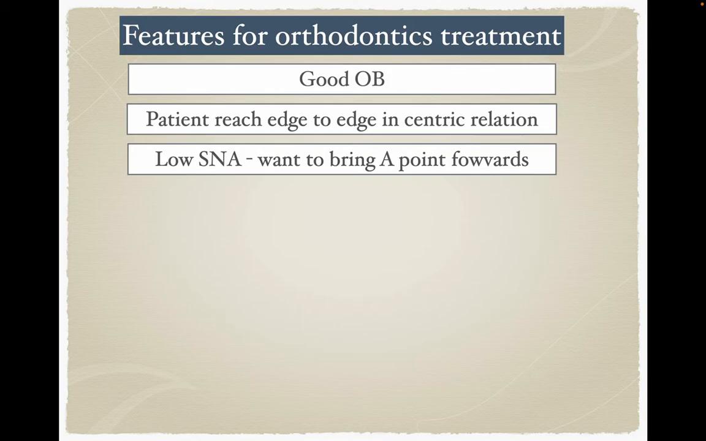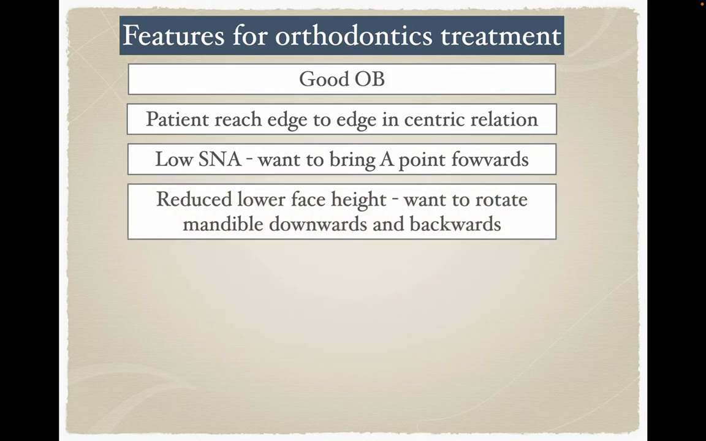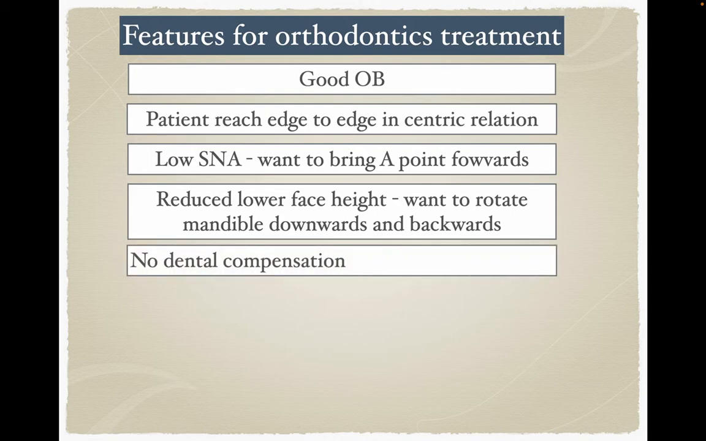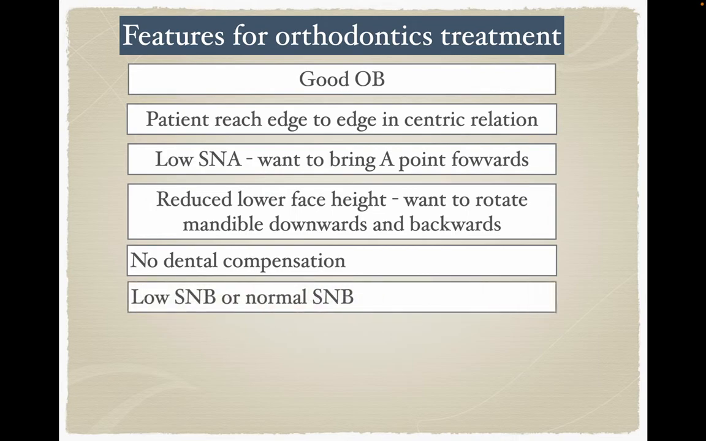We try to see a patient who has a low SNA. As we said before, we want to move the A point forward. It's better if they have a reduced lower facial height, so we can easily get the posterior growth rotation we want. No dental compensation. You know that when we have a class 3 malocclusion, the upper incisor will be proclined and the lower incisor is retroclined, trying to compensate for the skeletal discrepancy. The less dentoalveolar compensation we have, the more camouflage we can do for the patient. And again, low SNB or normal SNB, because simply if we have an increased SNB, a prognathic mandible, there is nothing we can do but surgery.